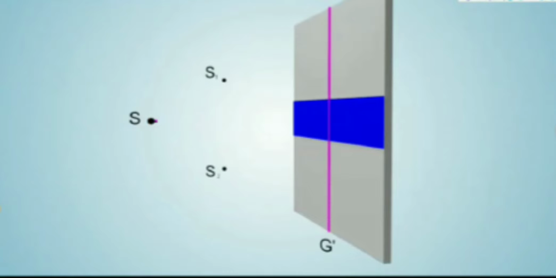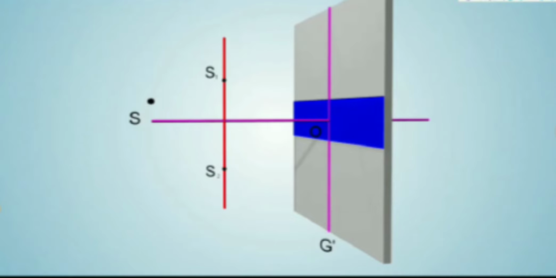In the experiment discussed so far, the original point source S is assumed to be on the perpendicular bisector of the line joining S1 and S2, and the central bright fringe occurs at O. Let's now observe the changes that take place in the interference pattern when point source S is shifted to a different position S'.